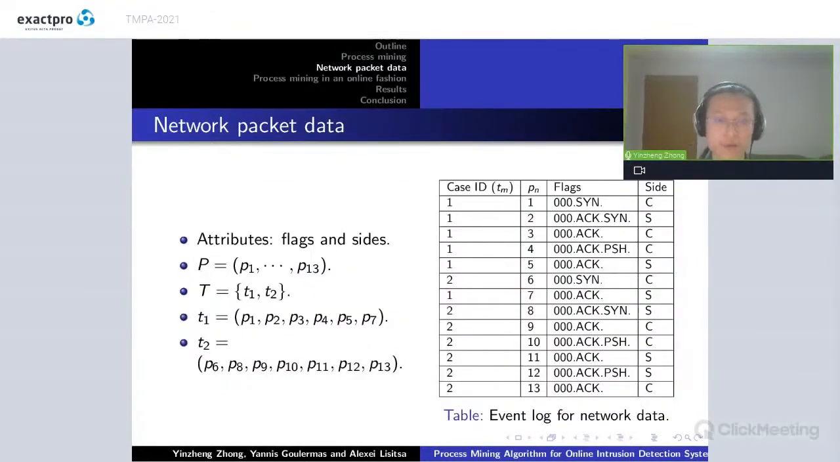After the reconstruction of the trace, what we get is this smaller table here. We only have the flags, as you can see, and the side. The side means where the packet is sent from. If it's C, then it's coming from the client. If it's S, then it comes from the server. We can simply create this attribute by looking at the IP address and the port. So we have this information here, and that will be ready for the process mining.